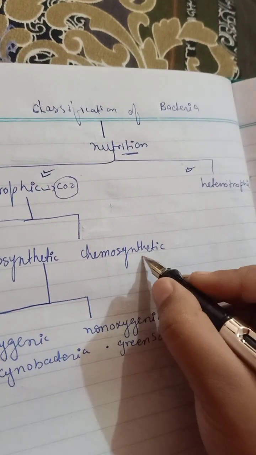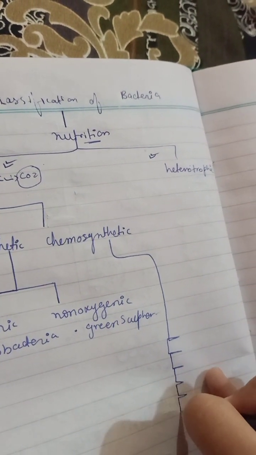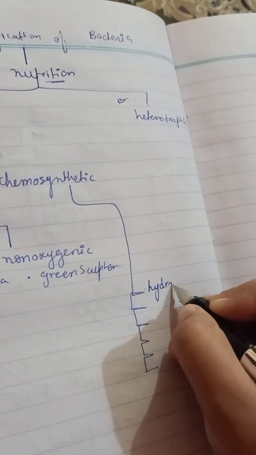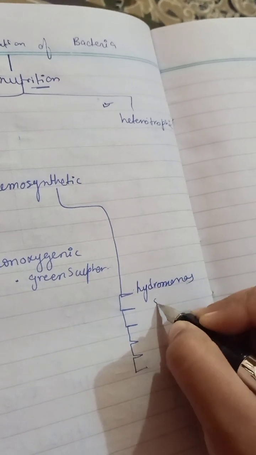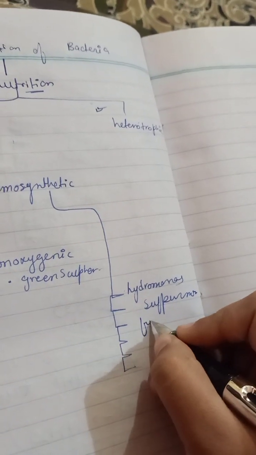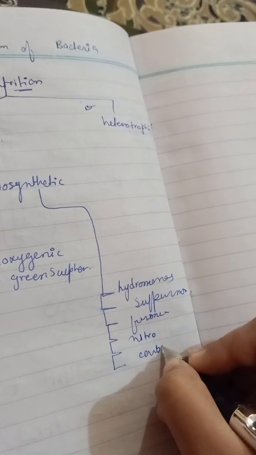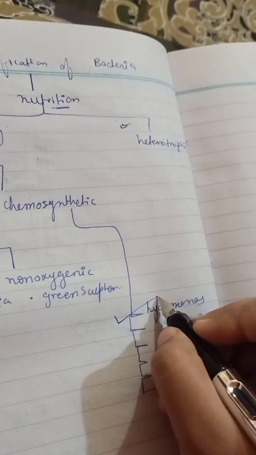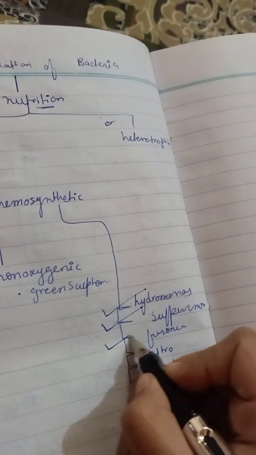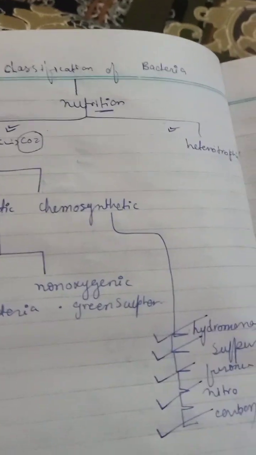The chemosynthetic is divided into five classes. First is hydromonas, second is sulfur monas, third is pheromonas, then nitromonas, and then carbon monas. Hydromonas means they use hydrogen. Sulfur monas means they use sulfur. Pheromonas means they use iron. Nitromonas means they use nitrogen, and carbon monas means they use carbon.